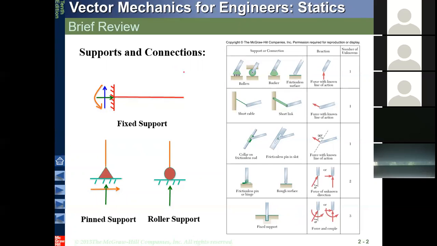Hey, is there any question about different supports? Okay. Let's move forward.